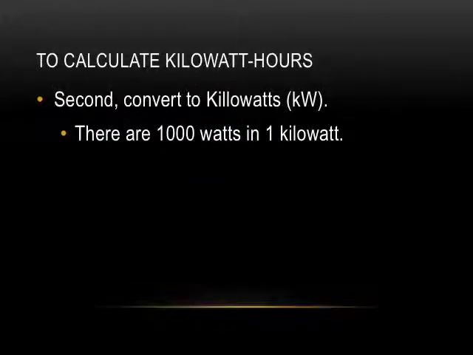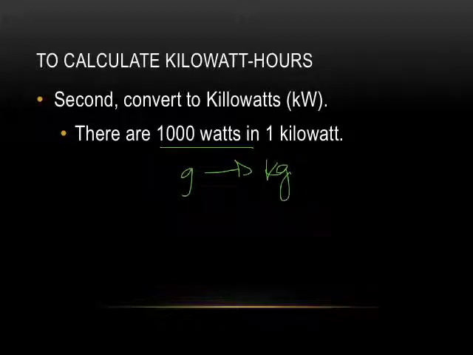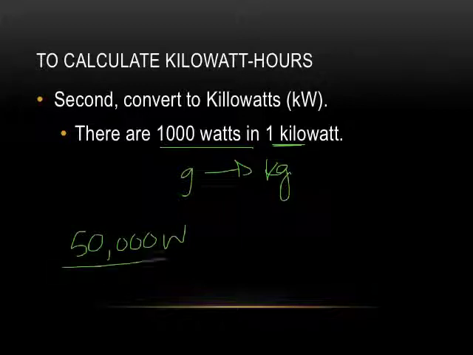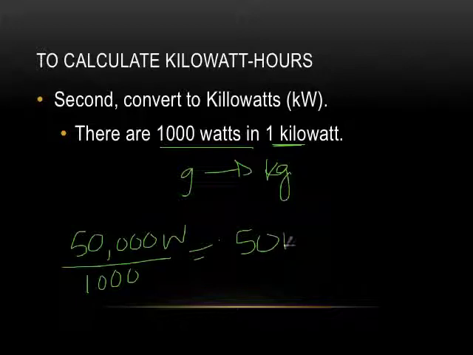Second step is once we have power, it's going to be maybe millions or thousands of watts, and we need to take those watts and convert to kilowatts. This is just like gram to kilogram. There's 1,000 watts to 1 kilowatt. So if you have 50,000 watts, to go to kilowatts, you divide by 1,000, and that would give you 50 kilowatts.